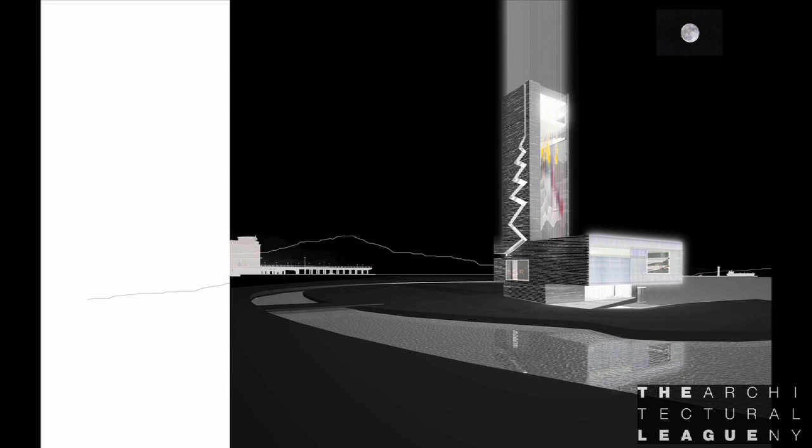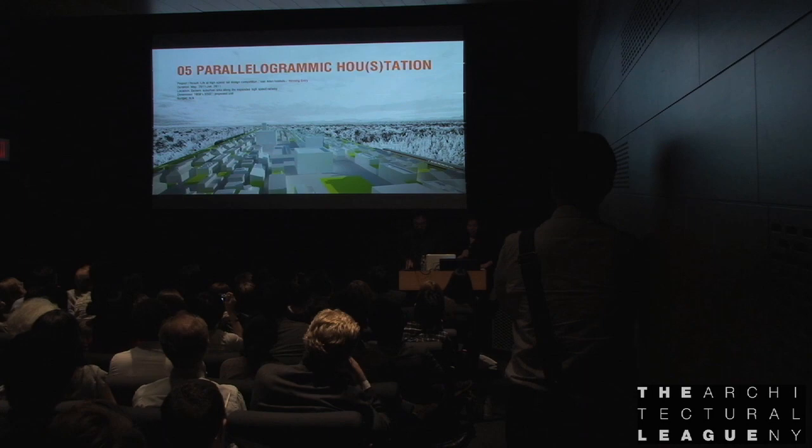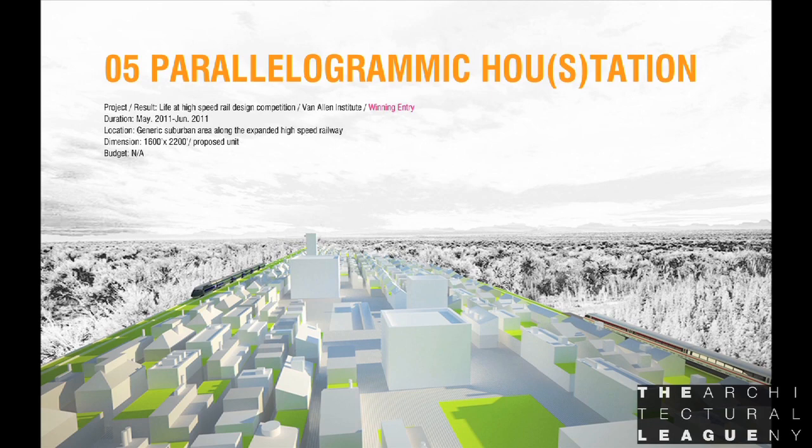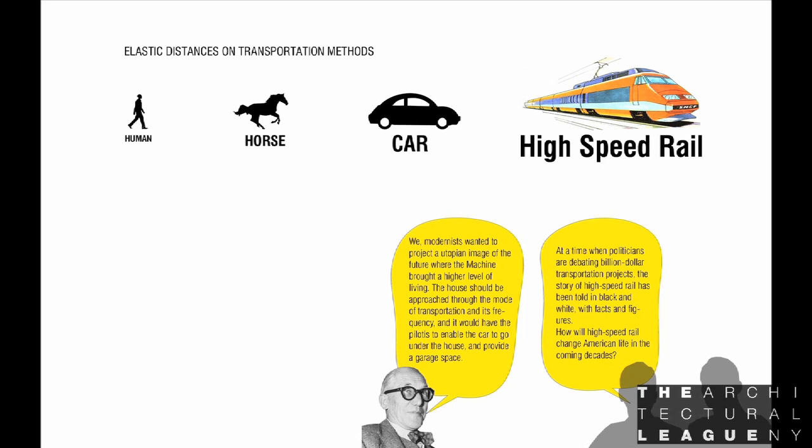The next project is Parallelogramic House Station. We proposed a new suburban typology triggered by the high-speed rail system. The development of transportation methods has influenced architectural types, from a single house to urban fabric, through history. And there has been a big debate whether the government should invest money to develop the high-speed rail system or not. In this large context, we are asking: what can we imagine life at the high-speed rail in coming decades?